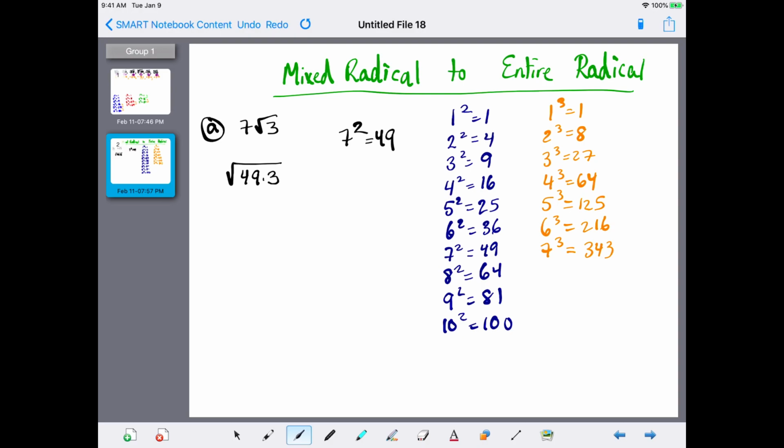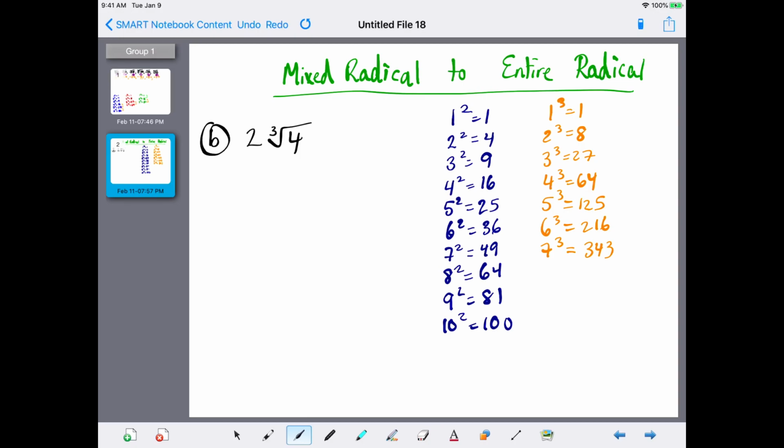Then when we multiply, we'll simplify that a little bit. 49 times 3 gives us 147. Okay, and then we're done. Let's look at a second example.